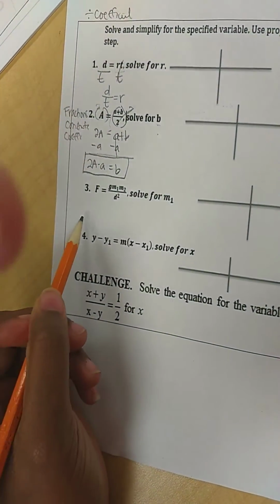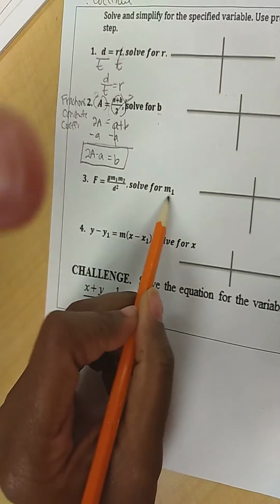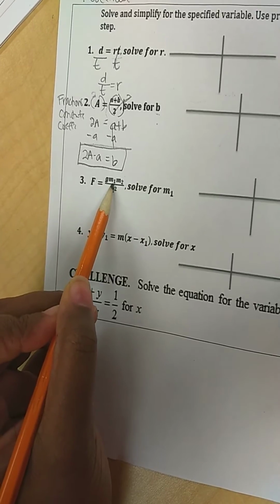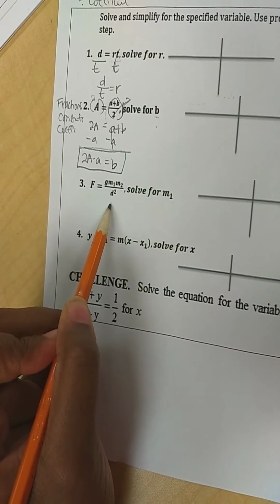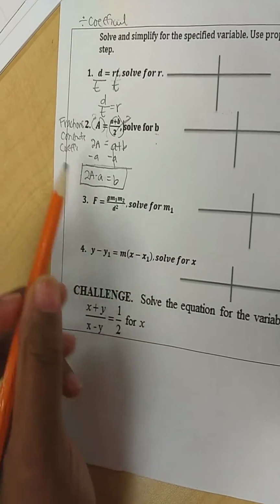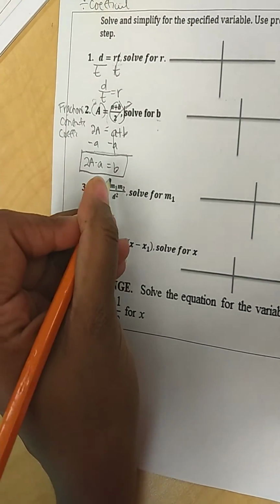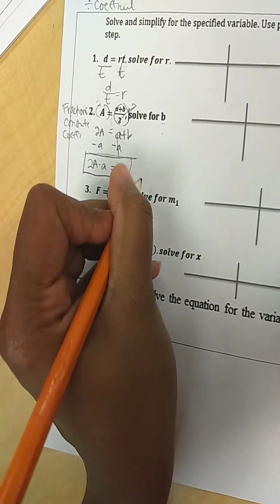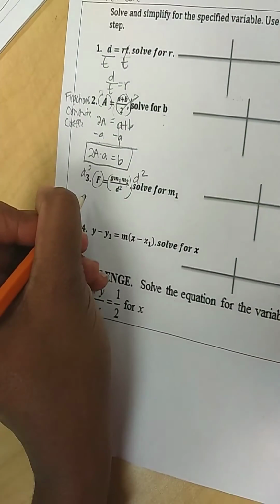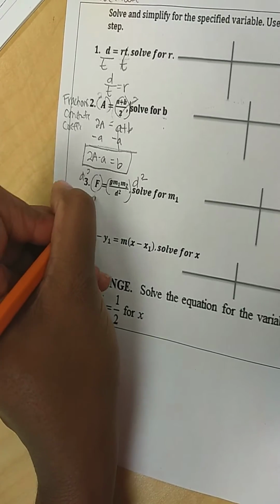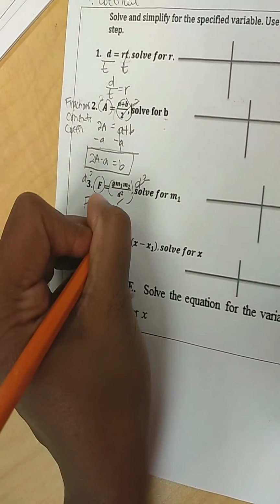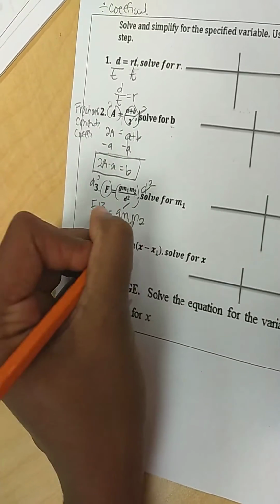Now I have to solve for m sub 1. I have force equals g m sub 1 m sub 2 over d squared. And because I want to solve for m sub 1, oh wait, I have a fraction. I'm going to get rid of the fraction by multiplying by my denominator. I multiply this side, I multiply this side. So I have f d squared equals g m sub 1 m sub 2.